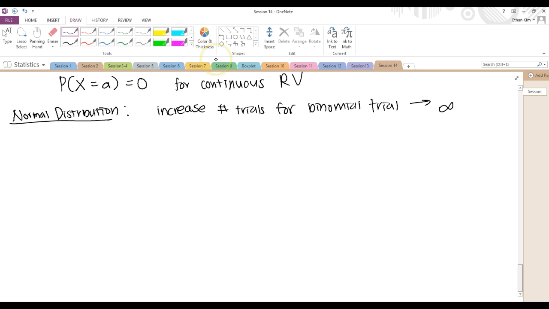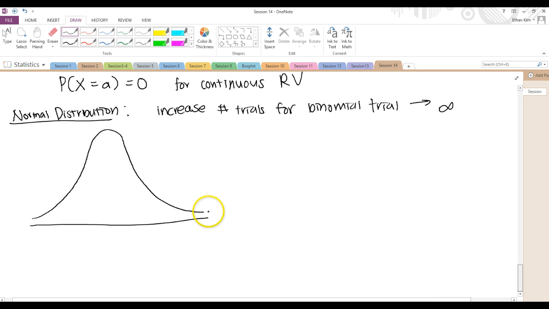Okay, and let's just look at the graph for the normal distribution. I'm going to do my best to draw this. So this is the famous bell curve. Okay, so this is a normal distribution, a bell-shaped density function. This is x, and this is f of x. So this is the PDF for the normal distribution.